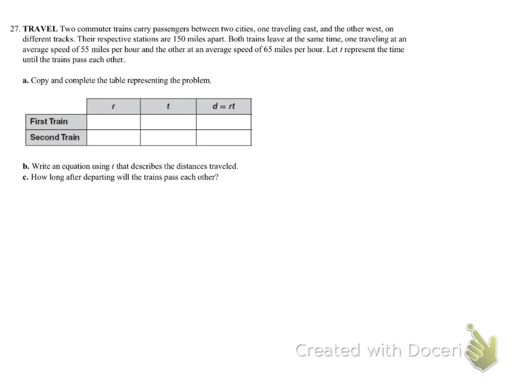In this problem, another word problem, again on the test, I'm only going to ask you to be able to complete the table and write the equation. You don't need to be able to solve. So we've got 2 trains that are 150 miles apart.